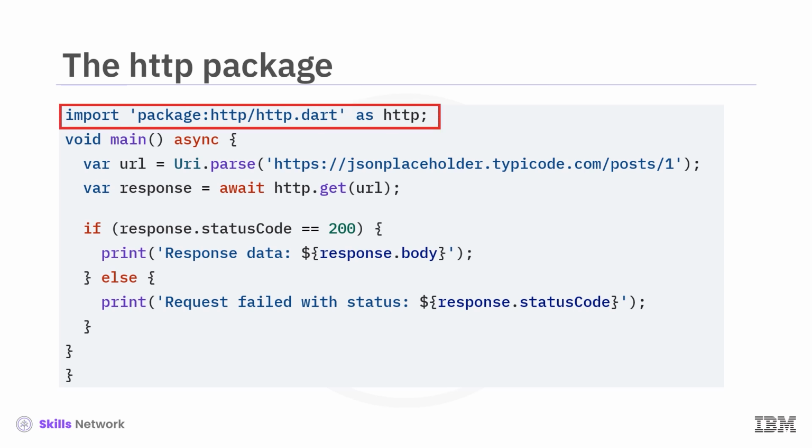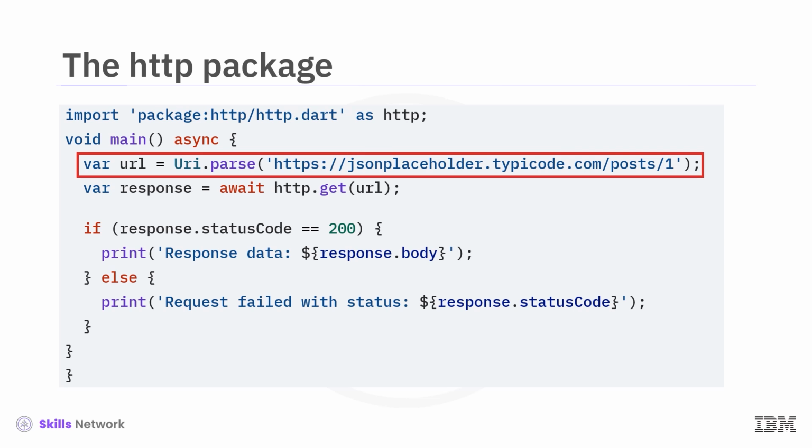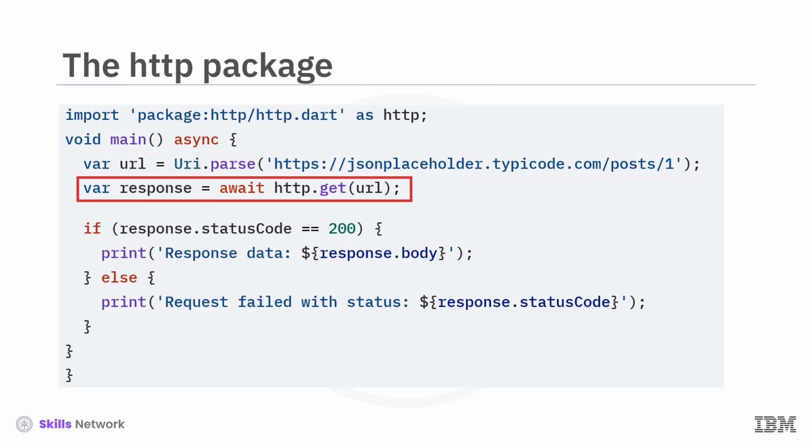First, import the package. Next, parse the URL from the string. Then a GET request is sent to the specified URL. An HTTP response is printed if the response code is 200.